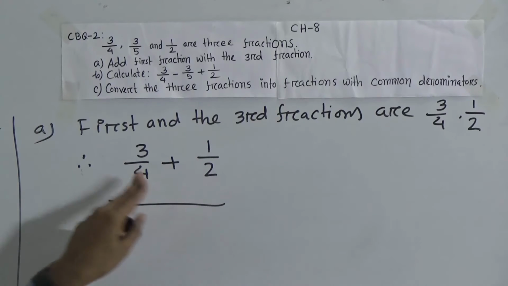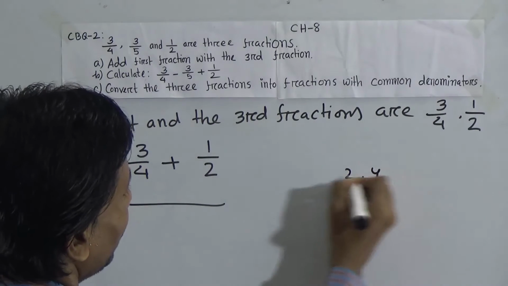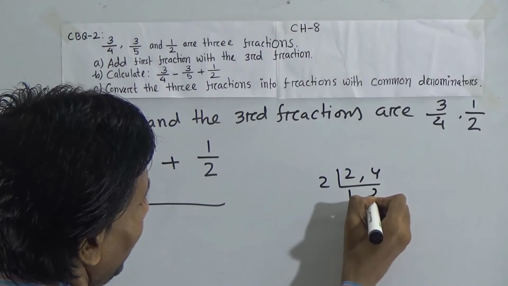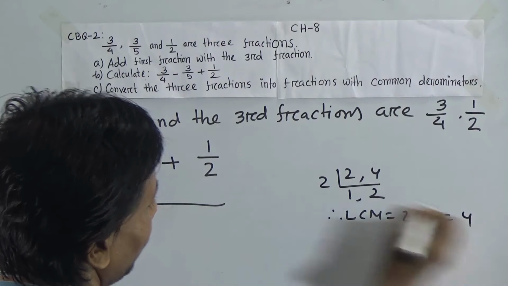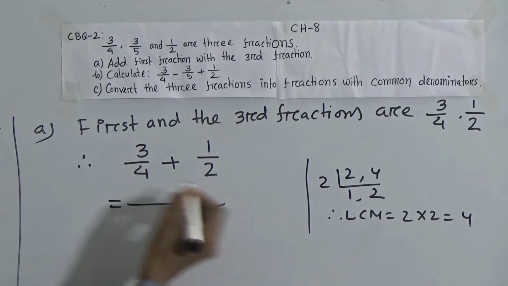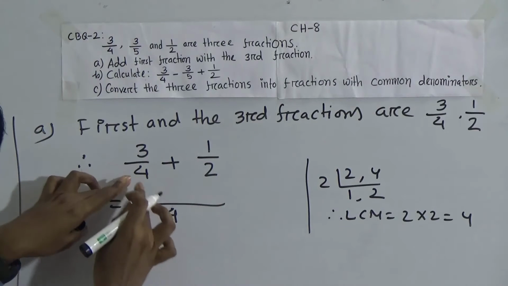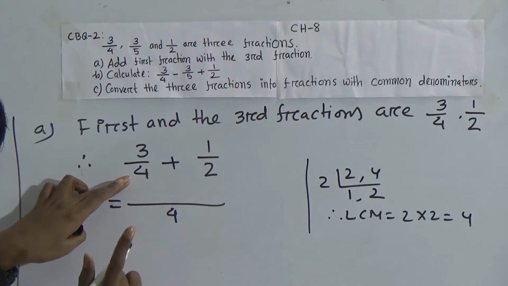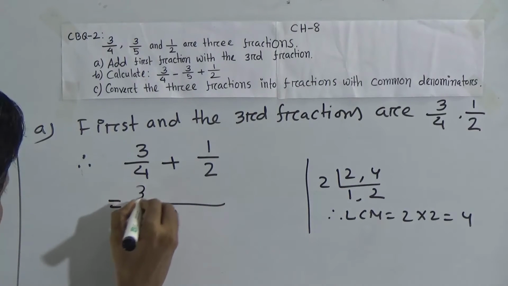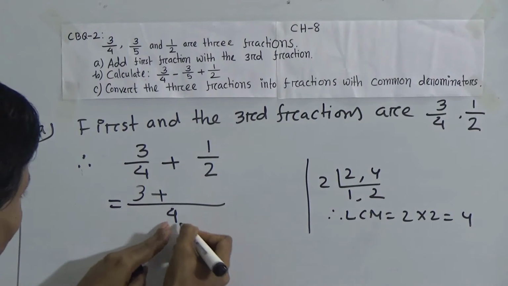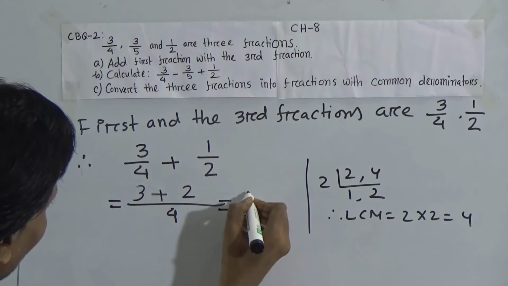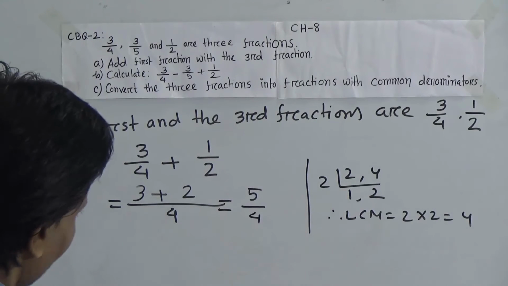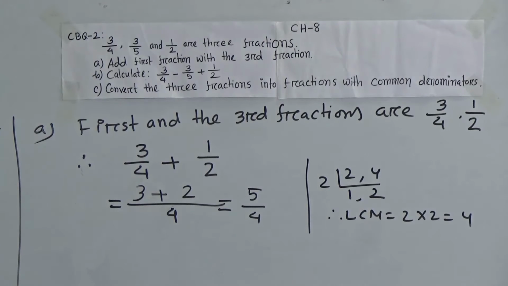What is the LCM of 2 and 4? You know the LCM of 2 and 4 is what? 2 ones are 2, 2 twos are 4. Therefore, LCM 2 into 2 equals 4. Okay, so our LCM is 4. You divide 4 by 4, then you get 1. Then multiply with 3. Then 3 plus, again you divide 4 by 2, then you get 2. 2 ones are 2. This is equal to what? 3 plus 2 equals 5. 5 by 4. Okay, you see 5 by 4 is also an improper fraction.